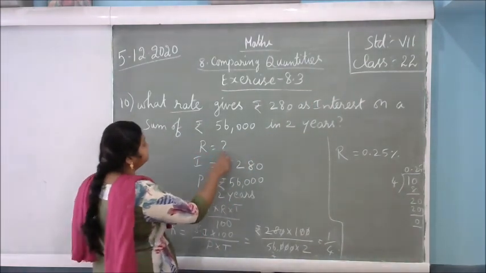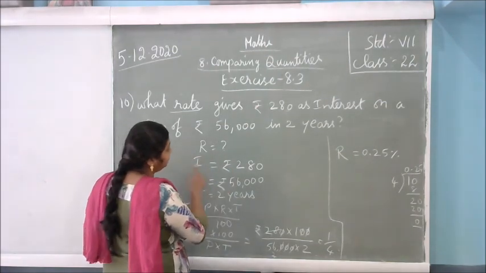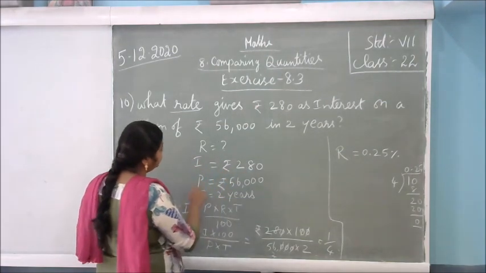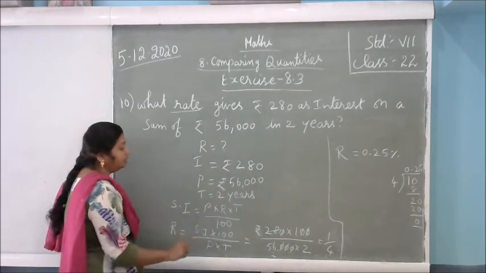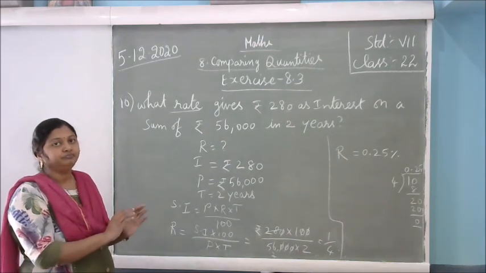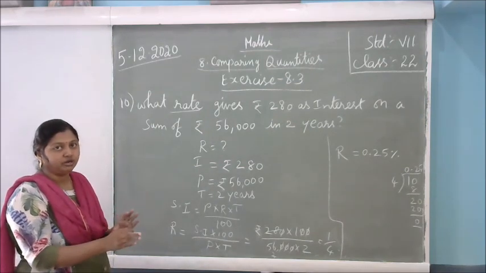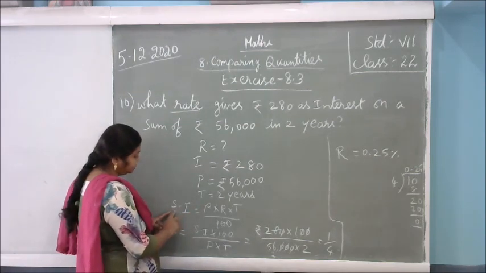So what should you find out? R you should find out. I, your simple interest, is rupees 280, the principal is rupees 56,000, and the time is 2 years. Okay, first you have to write like this, then only it will be easy for you to find out the formulas and simplify.